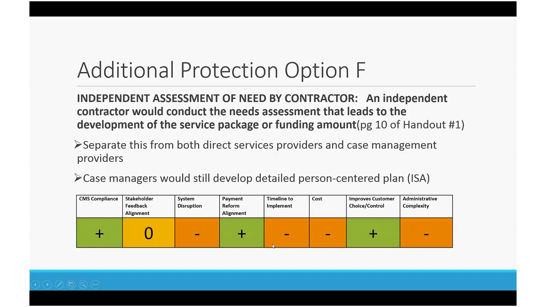Another option would be to have that needs assessment done by an independent contractor. So this would be an organization that would be under contract with the state to conduct the needs assessments. And again, it would be separate from both the direct service providers and case managers. And the case managers would still do those detailed ISAs, but the independent contractor would be conducting the needs assessment that would end up leading to what package of support someone would get. Right now, agencies do complete these needs assessments.